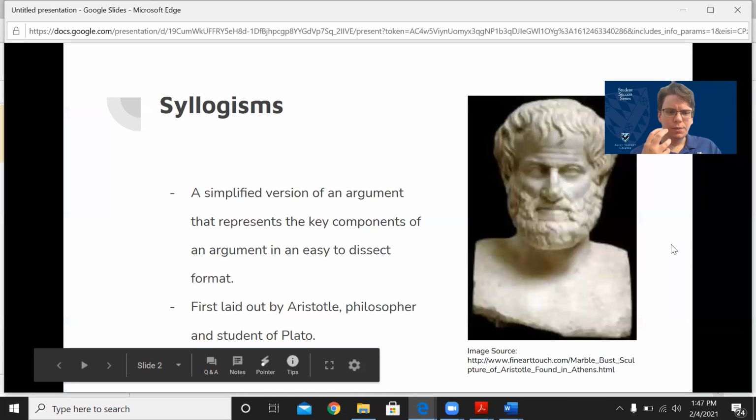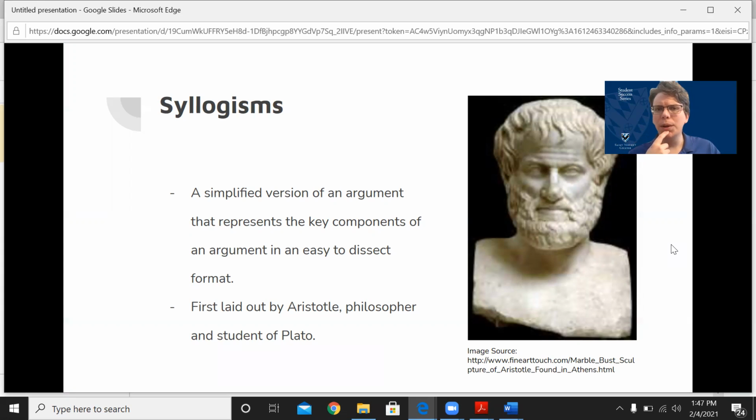One of the most fundamental logical tools that you must understand is syllogism. So we're going to take a look at that together. So what is a syllogism? You may have heard this bounced around before, but maybe not seen any examples. But a syllogism is a simplified version of an argument.